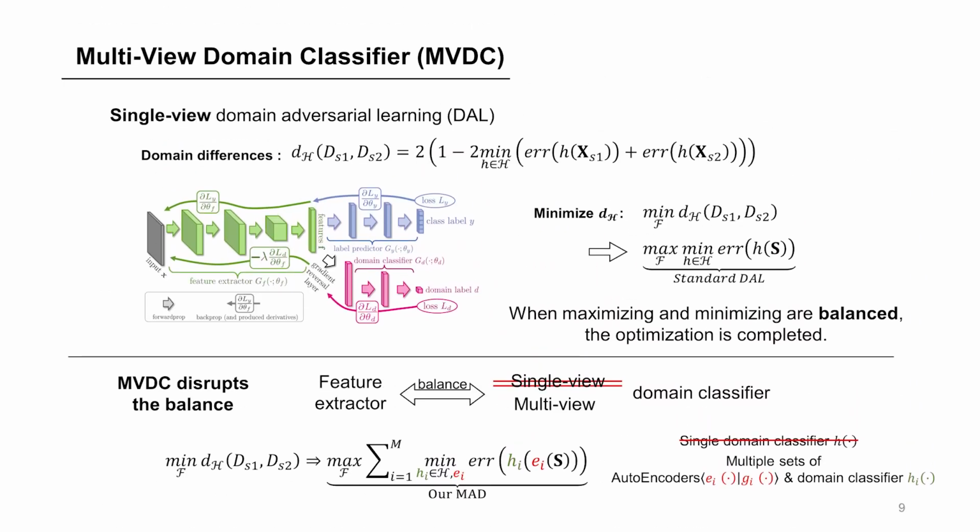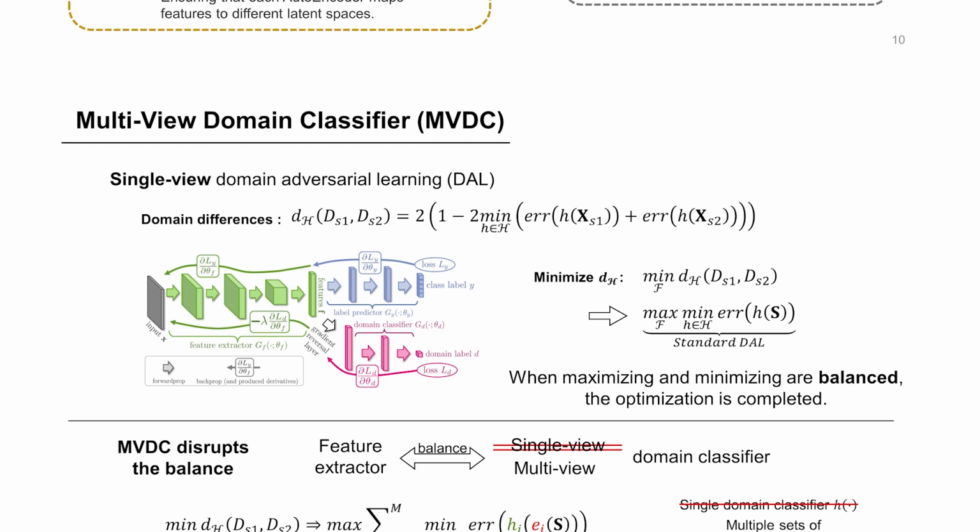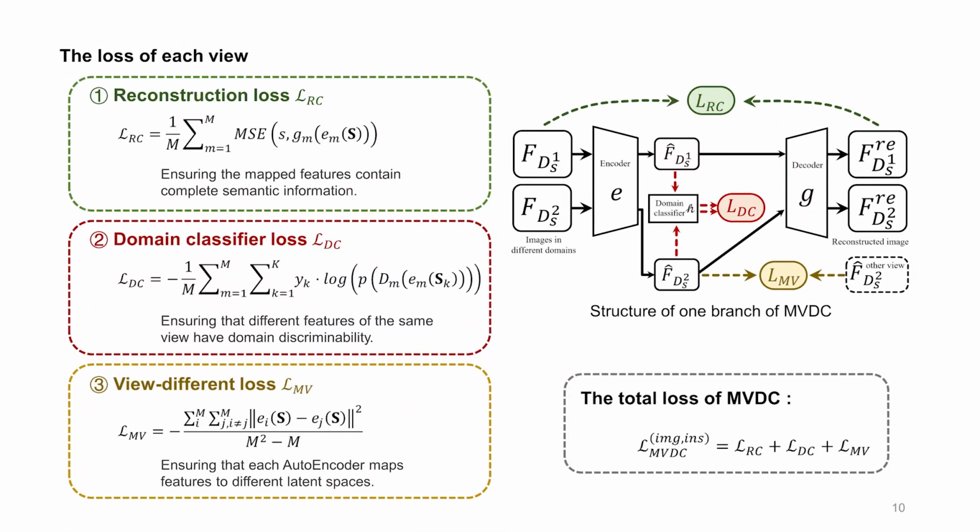The MVDC module aims to break the balance of maximizing and minimizing the domain classifier loss in traditional DAL. We achieve this by replacing the original domain classifier with our multi-view domain classifier. The optimization problem is reformulated as the new formula, where each view consists of an autoencoder and a domain classifier. The structure of MVDC is illustrated in the diagram.